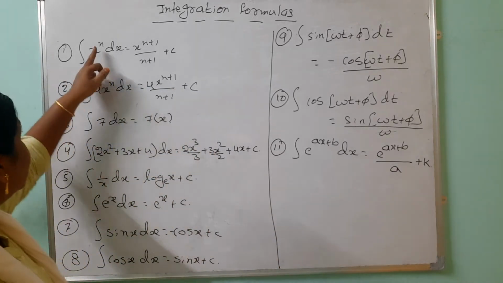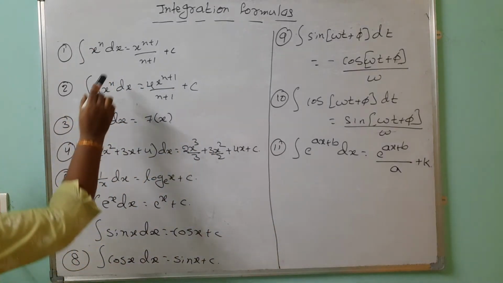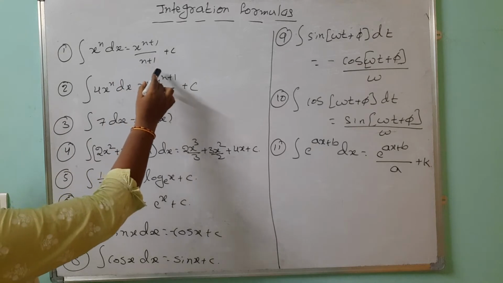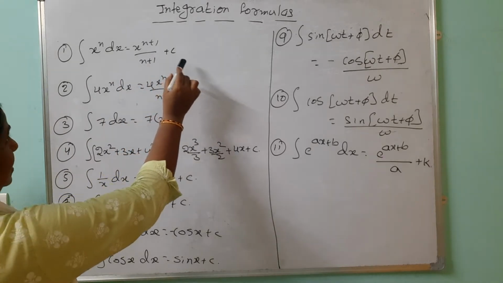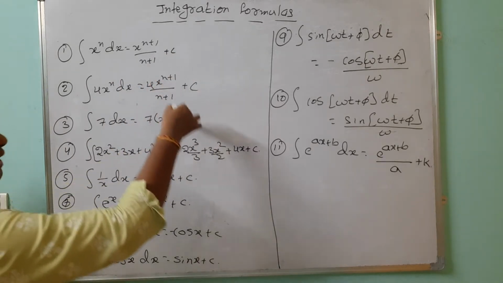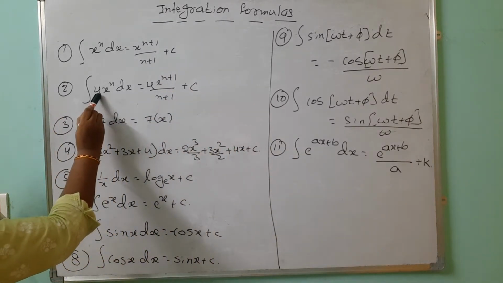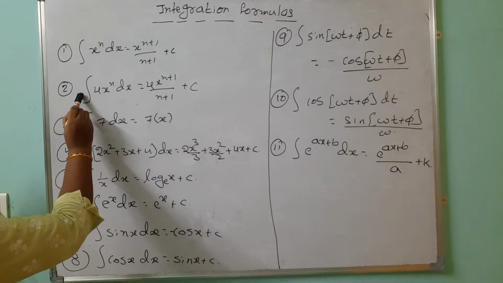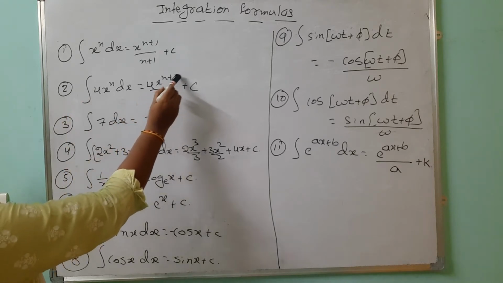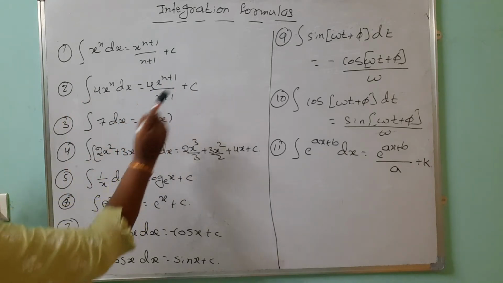Look here, the integration of x to the power of n into dx formula is x to the power of n plus 1 by n plus 1 plus constant. Most of the time we don't write this constant, but this is the actual formula. So the constant we write as usual outside: x to the power of n plus 1 by n plus 1 plus constant.